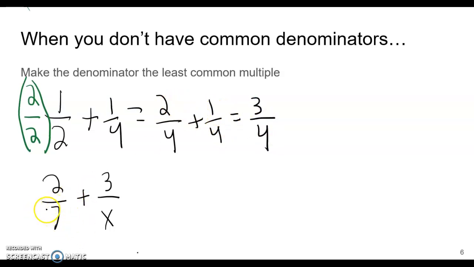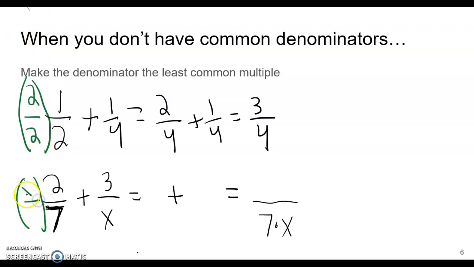If I looked at this, I have a 7 and an x. So eventually, I need my denominators to have both a 7 and an x. This first part has a 7, but doesn't have an x, so I'd multiply by a fancy 1 of x over x. This has an x, but doesn't have a 7.